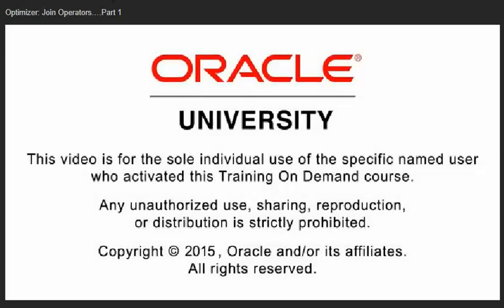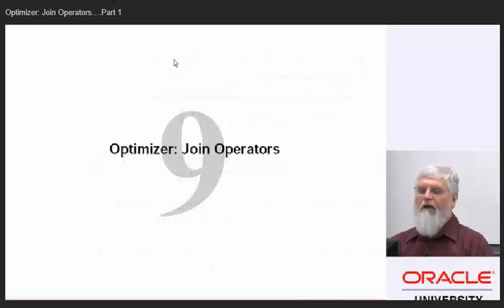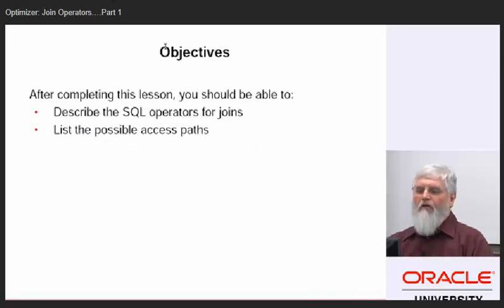Lesson 9, Optimizer Join Operations. After completing this lesson, you should be able to describe the SQL operations for joins and list the possible access paths that we can use for joins.